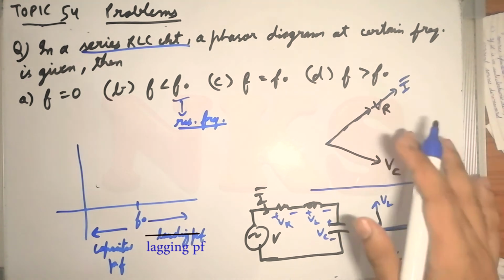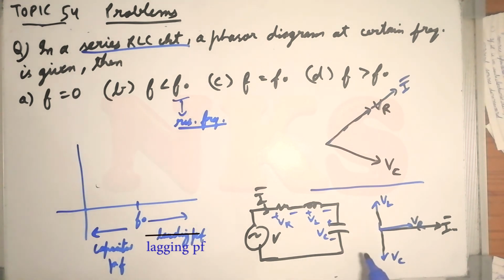Taking this circuit example, let us say VL is smaller than VC. Then there will be a phasor here, VC minus VL. If I sum these two phasors, I will get this phasor, V. It is a simple KVL: V is equal to VR plus VL plus VC.